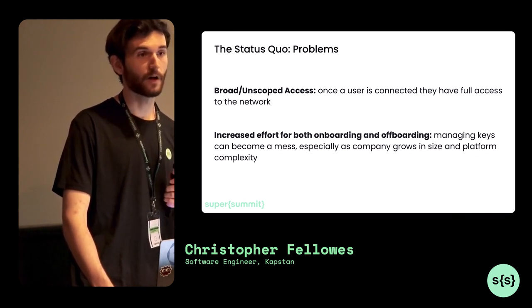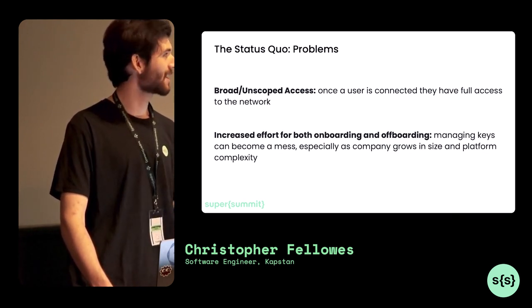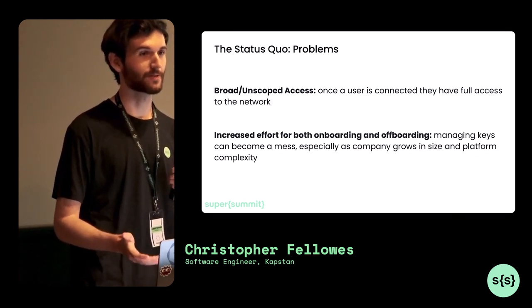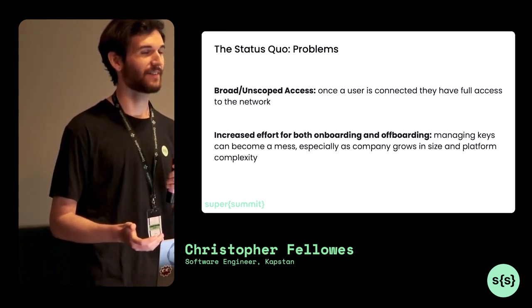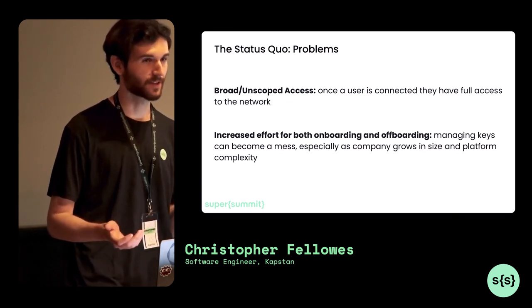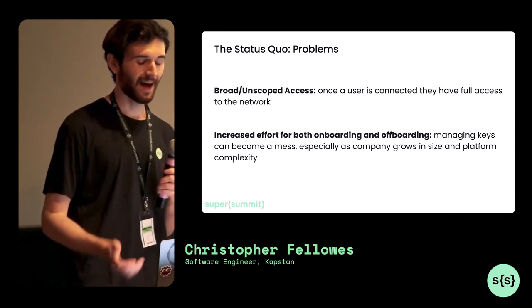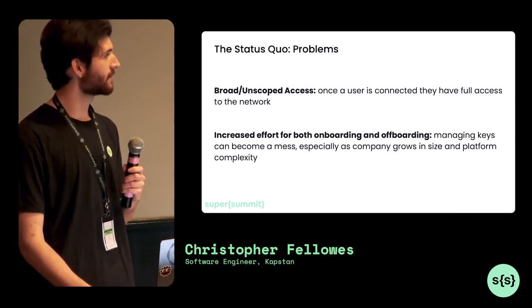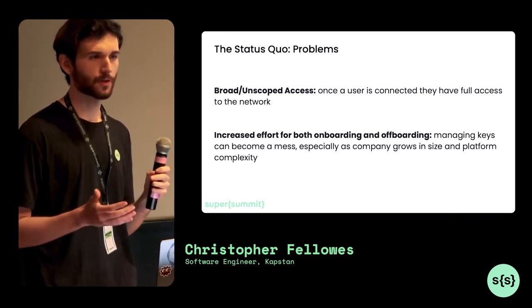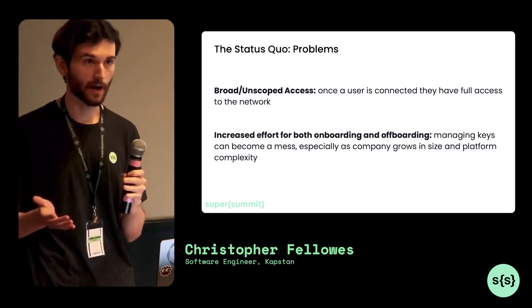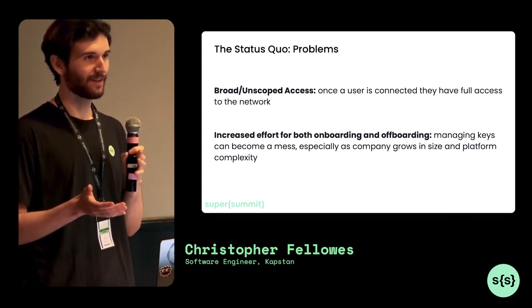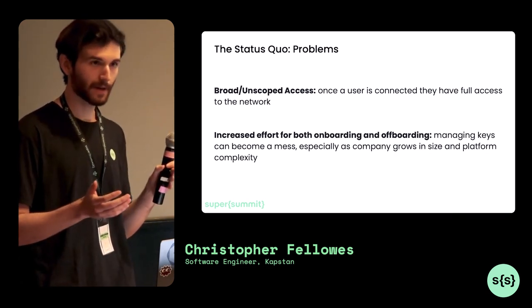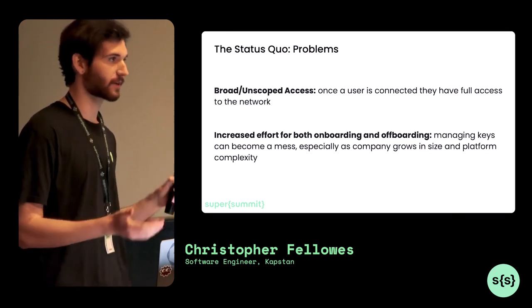The second one is the effort of onboarding and offboarding. In talking with Arjit about these status quo solutions, he was telling me, I don't know how many times I've had to say, hey, Anton, can you add someone to the Superset VPN? This becomes an issue at companies of any size, but as your platform grows larger, maybe you want to use multi-cloud offerings, well, now you have to have VPNs configured for each single one. As your team grows bigger, you have to distribute keys to every single person.